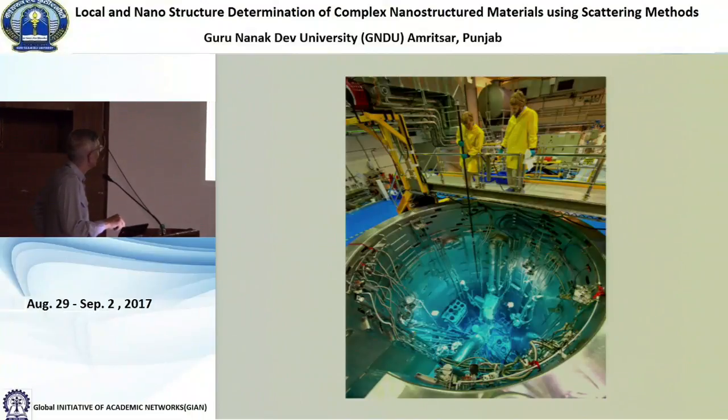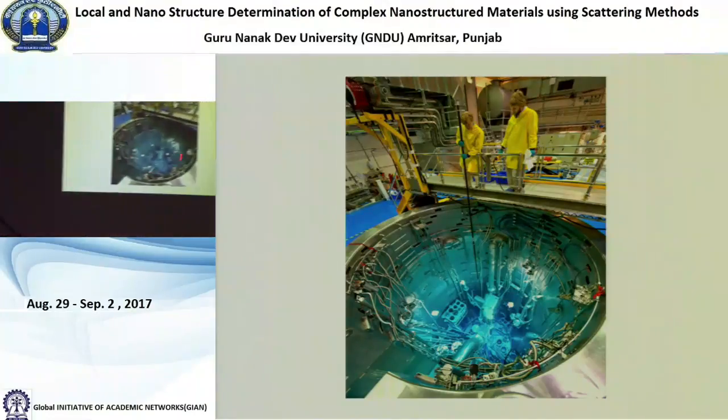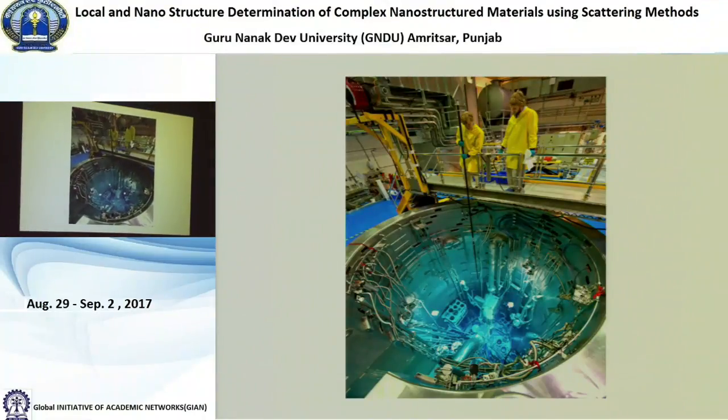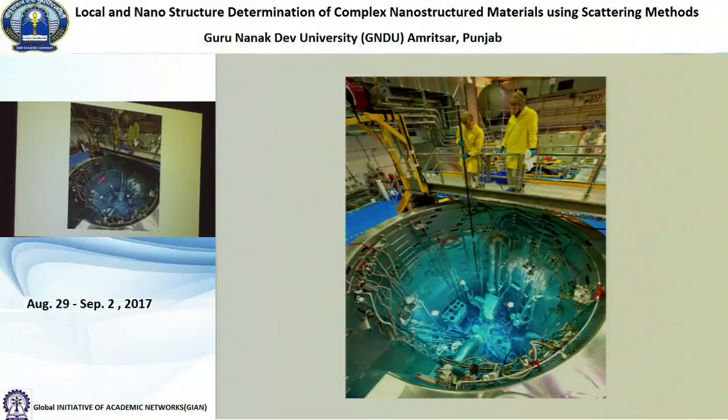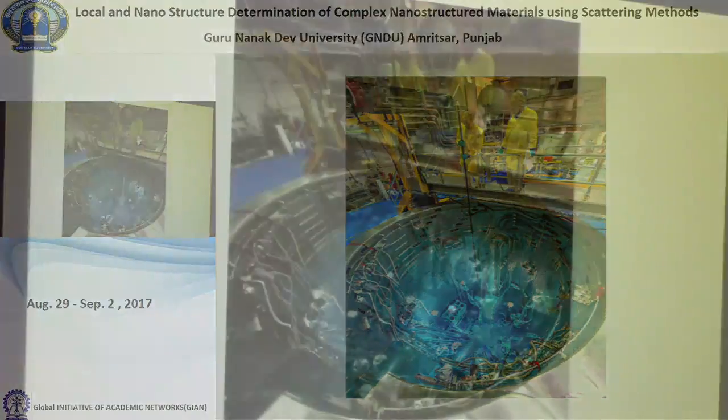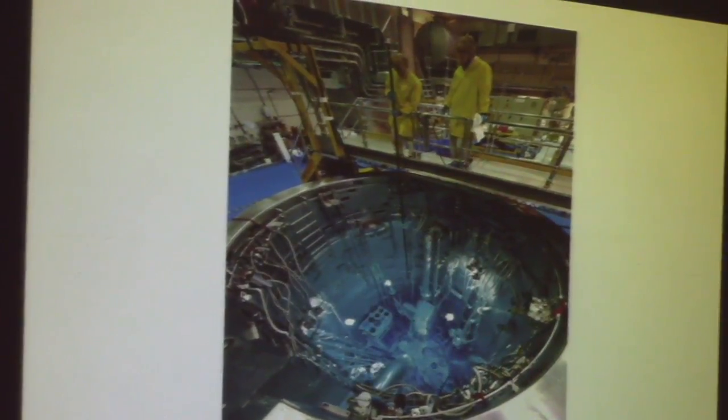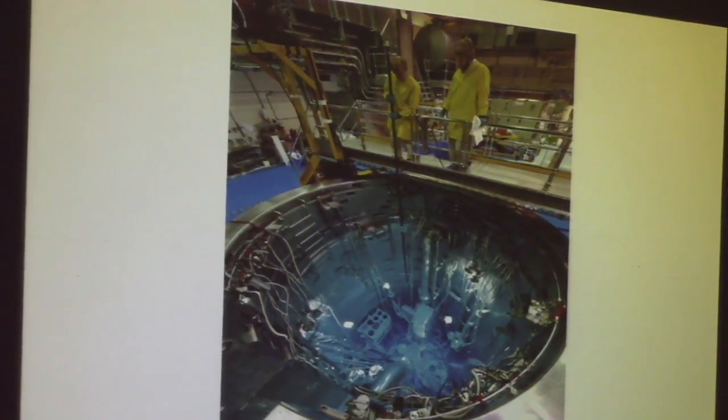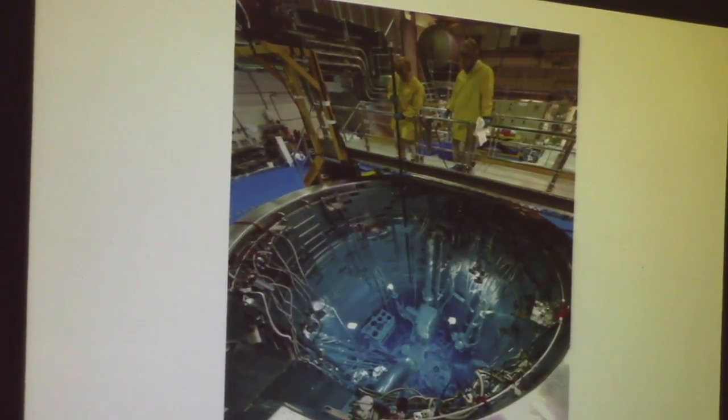If you look down inside the reactor, I think this is also ILL, you can see it's just basically this big tank filled with water, and it glows blue like this. This is Cherenkov scattering, which I don't know anything about, but it makes the thing look very beautiful and blue.